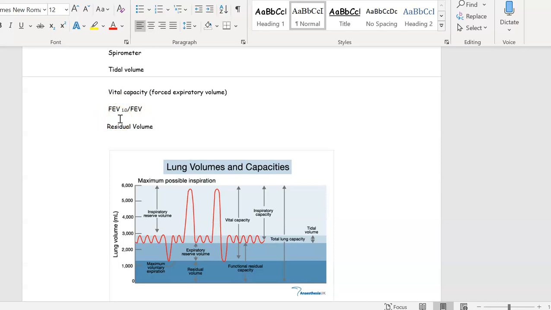You can also have FEV 0.5, how much they can get out of their lungs in half a second, 1.5, 2. So you've got different numbers you can use here, but we'll focus just on one.